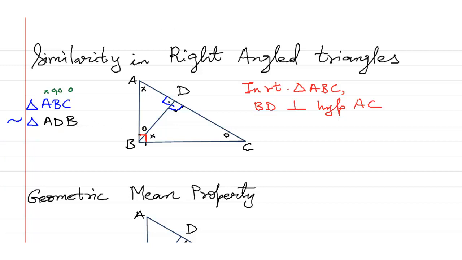In the very same manner, it is also similar to, now let's take this triangle. So in this triangle again, we need to write X degrees first, 90 degrees, and then the O degrees. So it's BDC. So triangle ABC is similar to triangle ADB, is similar to triangle BDC. So all the three triangles are similar to each other by AAA. So this is called the similarity in right angle triangles.